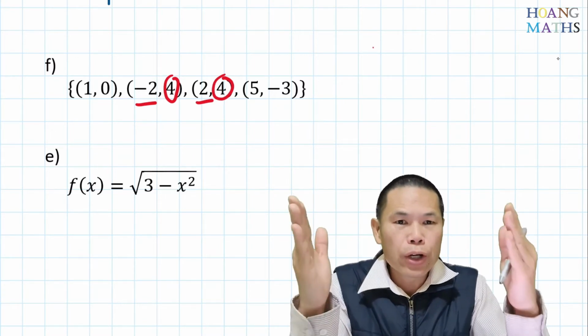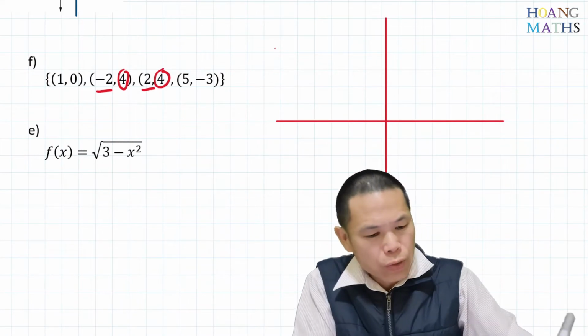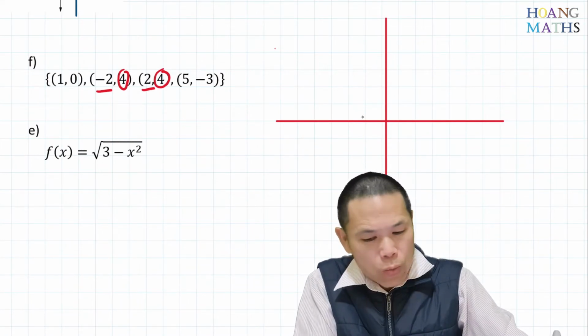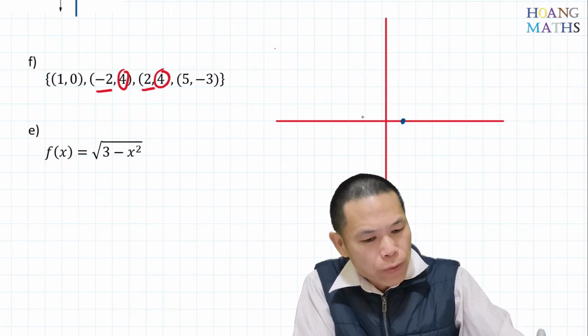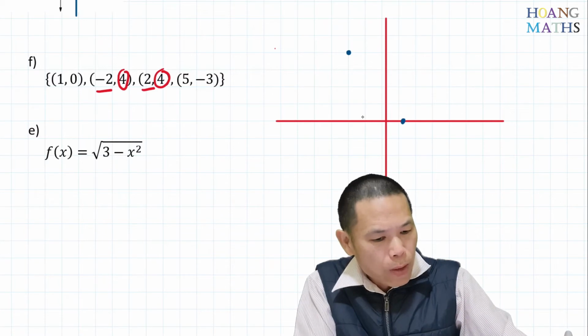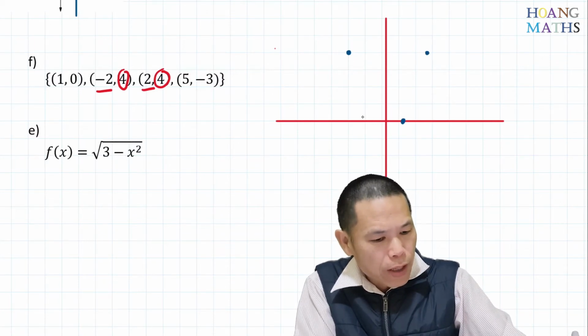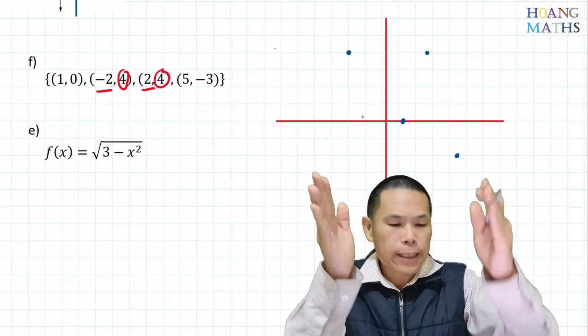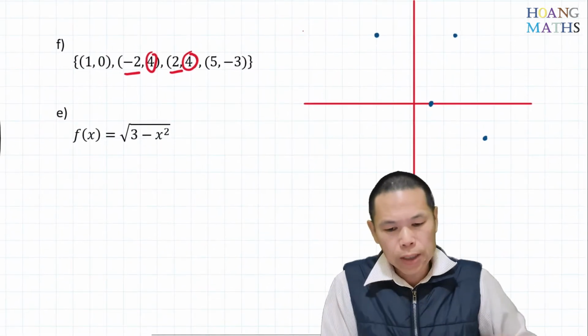Otherwise, we can just put it on a number plane. Just a quick one. For example, I just do a rough sketch. When x equals 1, y equals 0. When x is negative 2, y equals 4, so negative 2, 4 here roughly. And when x equals 2, y equals 4. So 2, 4. And then 5, negative 3. Vertical line test, so therefore it is a function. Let me just write this down.